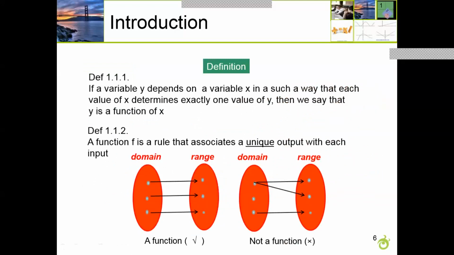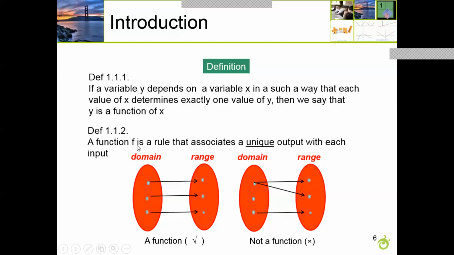Next, this is the definition of domain and range. If a variable y depends on the variable x, macam tadi variable y, value dia depends dekat value of x, which means x is the independent variable and y is the dependent variable, in such a way that each value of x determines exactly one value of y. So setiap nilai x akan determine what is the value of y. Then we can say that y is a function of x.